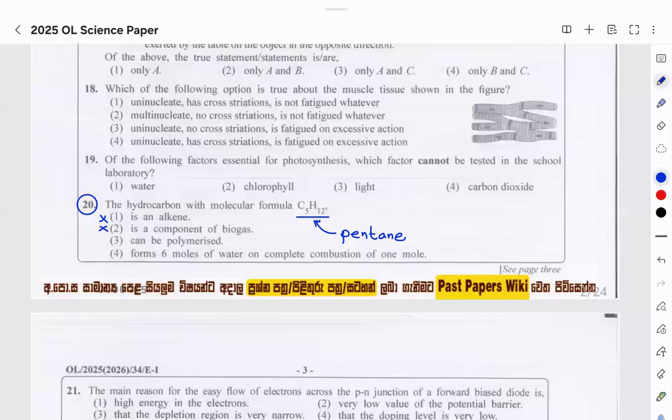C5H12 can be polymerized. Right? It's not polymerized, students. Now, we know that alkene-like molecules can undergo polymerization, because to undergo polymerization, there should be double bonds. Right?